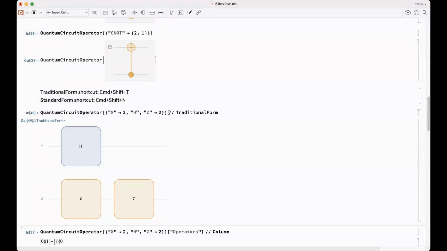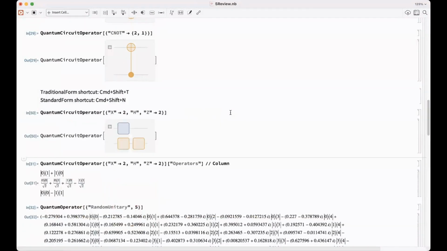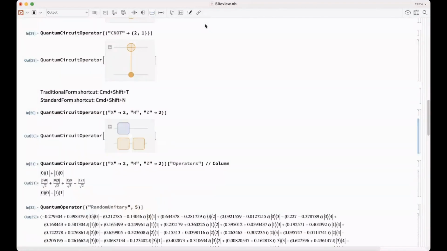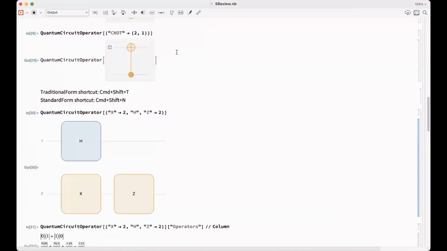You can just evaluate your quantum circuit operator, and you're going to get a circuit object. This is what we see with the summary box. Then you can look at the traditional form using the shortcut command, shift and T. The traditional form of a circuit operator is literally the diagram, the output of that operator. So that's how you can switch.